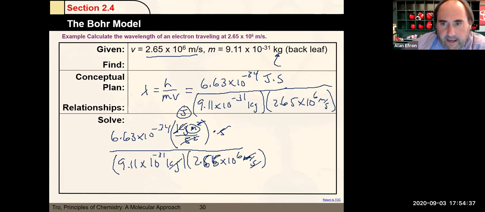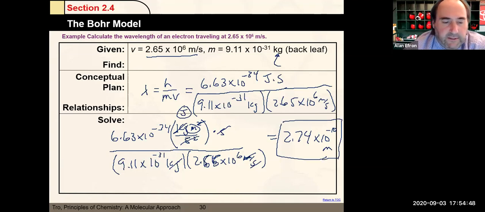And if we do all that, it looks like 2.74 times 10 to the minus 10. And again, the units here are meters. Any question on that calculation there?